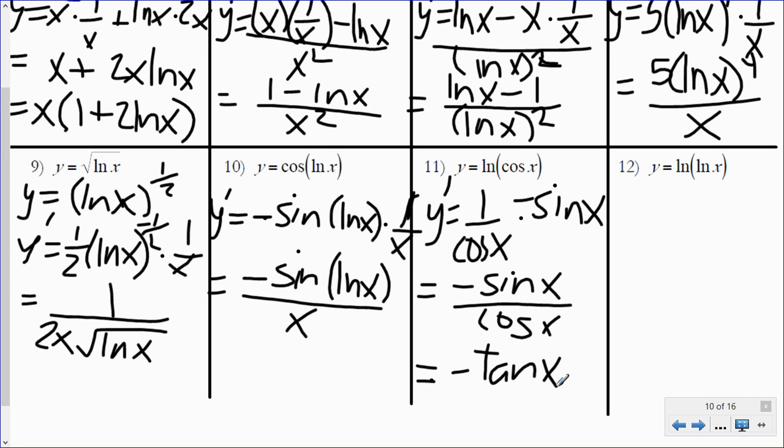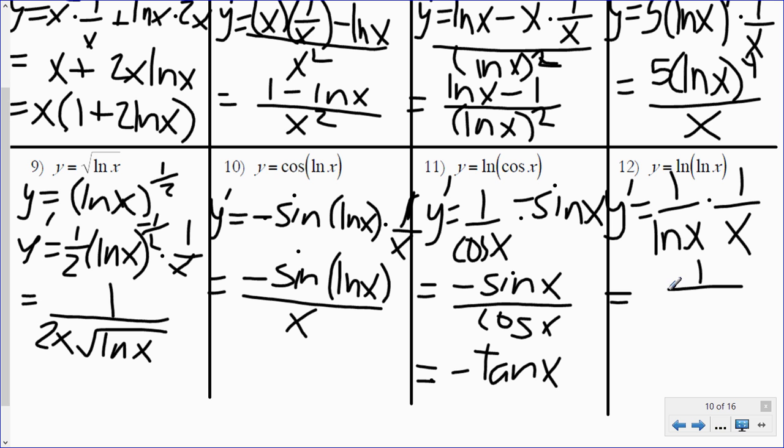All right, number 12, we have y equals natural log of x. So again, this is chain rule. So we'll start with the outside. So we'll start with 1 over natural log of x, but then times the derivative of natural log of x, which is 1 over x. And then just multiply straight across and we get 1 over, and I'd probably just put the x in front of the natural log of x just so it's not confusing. And that would be our final answer.